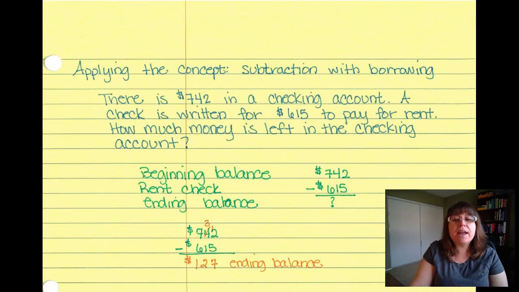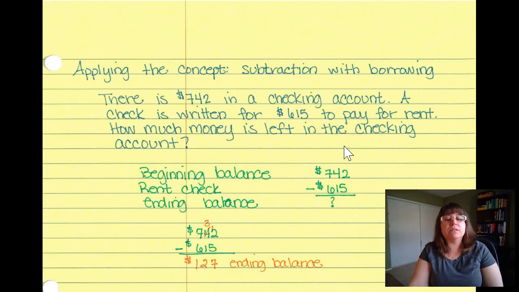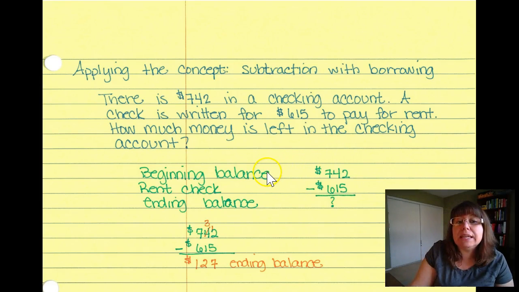So let's try an application problem using borrowing. There is $742 in a checking account. A check's written for $615 to pay for rent. How much money is left in the account? Our beginning balance is the $742. Our rent check, $615. So what is the ending balance?